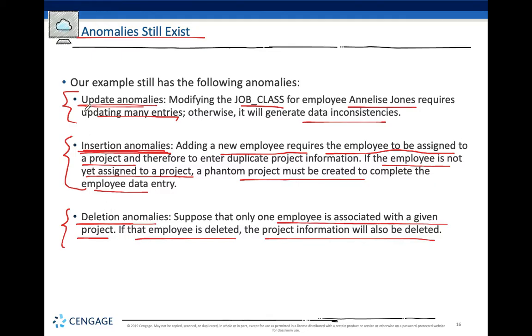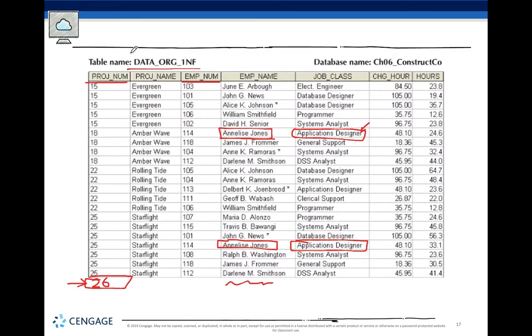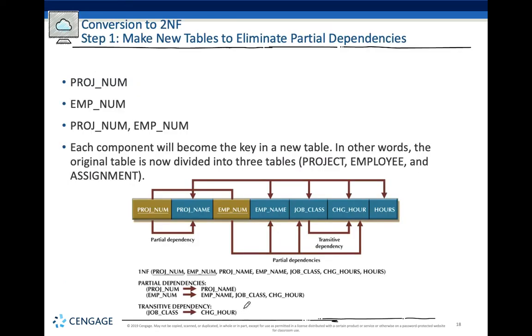So how do we get rid of these anomalies? Well, we continue going to a higher normal form. Right now, this table structure is only in first normal form. We continue going through the process of normalization to make it into second normal form. So let's go through the conversion to second normal form. It's fairly an easy process. It's again a step-by-step process.